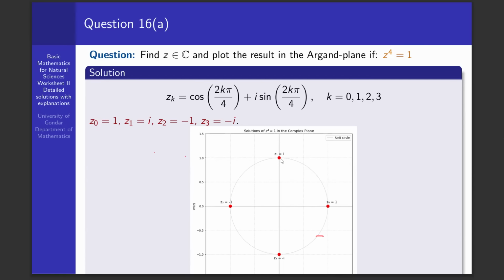This is i, and z2, which is -1 on the real axis, -1 on the horizontal axis here, and the last one, that's simply z3, will be -i on the negative imaginary axis. Therefore, there is a circle, that is a unit circle, whose center is at the origin. That's simply the origin of the imaginary and the real axis.